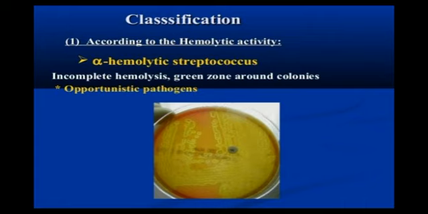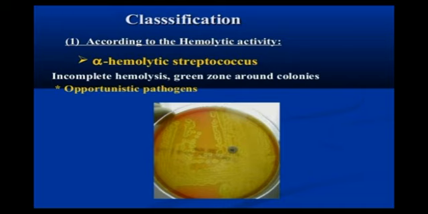Classification of Streptococci according to hemolytic activity. Hemolytic activity refers to hemolysis, that means destruction of red blood cells that leads to the release of hemoglobin from RBCs into the blood plasma. According to hemolytic activity, it is divided into three categories: alpha hemolytic streptococci, beta hemolytic streptococci and gamma hemolytic streptococci. Discussing alpha hemolytic streptococcus, that is incomplete hemolysis, green zone around the colonies.